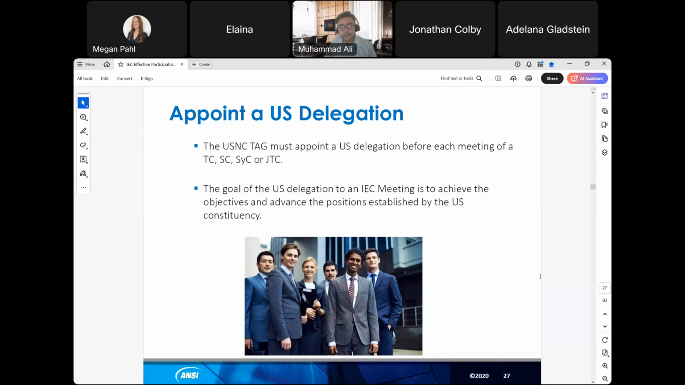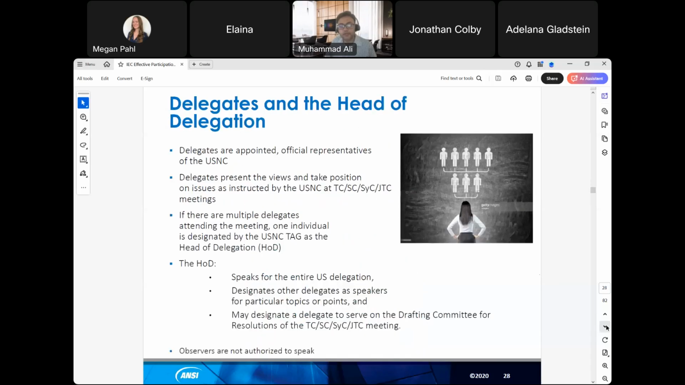If you move on to the next slide, the delegation includes delegates and the head of delegation. One note I want to make is that the head of delegation cannot be a TC or SC chair. So if somebody within the USNC TAG is serving in that role, they cannot hold the head of delegation role. It has to be somebody else. Similarly, if somebody is serving in the secretary role, they can also not hold the head of delegation role.